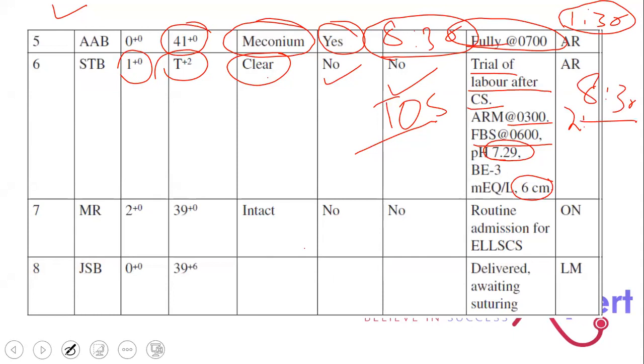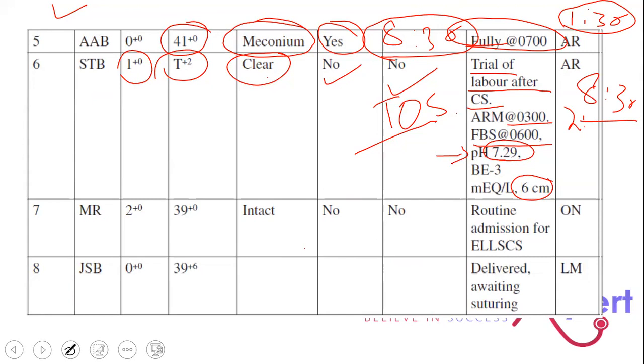So what you need in this case is a CTG, because if it is a rupture, or impending rupture, heart rate abnormalities are going to be there. So in this case, you will say that I can see this is a woman taking a trial of scar, and at 3 o'clock ARM has been done and FPS has been done at 6 o'clock, which seems to be normal. 7.29 is normal. So I can see that her ARM was done.